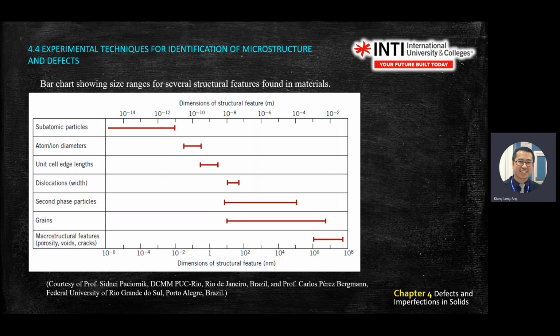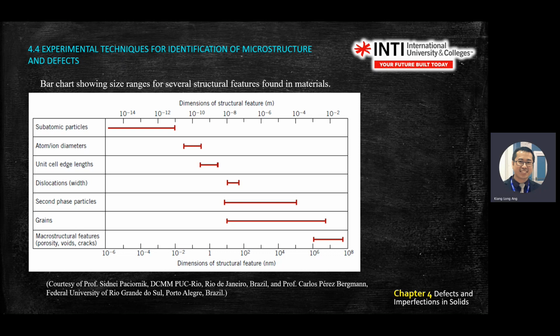This is a chart of type of defect. On the left table here is the type of defect. So you have dislocation, you have grain, and the dimension that you expected to fall into that category. For example, dislocation, the wave will be 10 power -8, about that. Grain will be bigger, the size will be bigger, and so on.